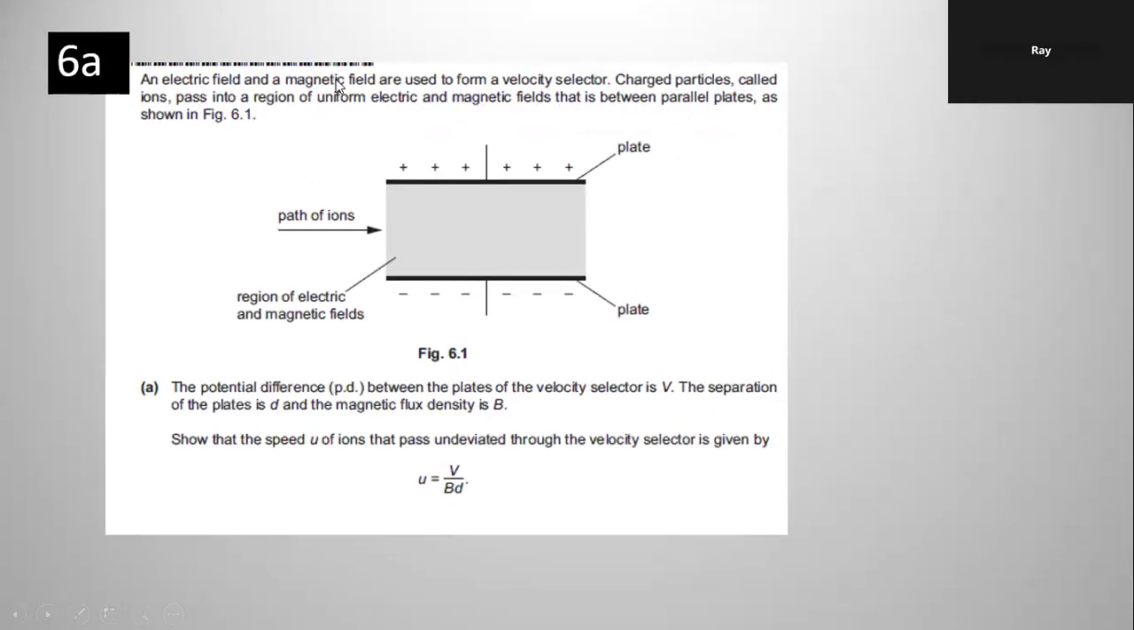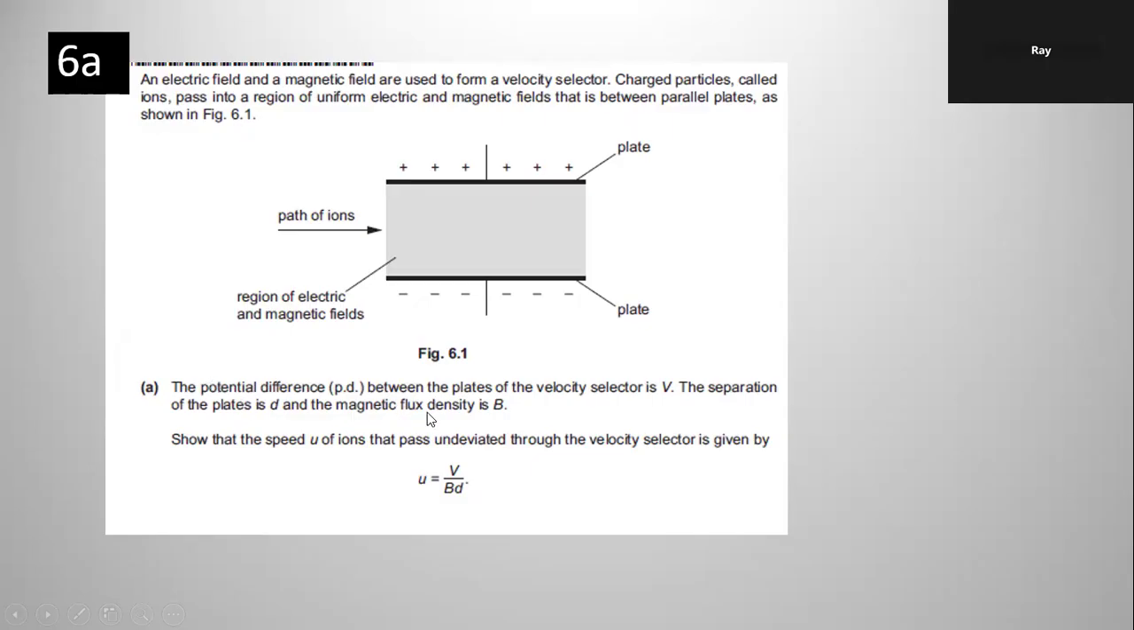An electric field and magnetic field are used to form a velocity selector. So that's your velocity selector. The charged particles called ions pass into a region of uniform electric and magnetic field, between the parallel plates as shown in figure 6.1.